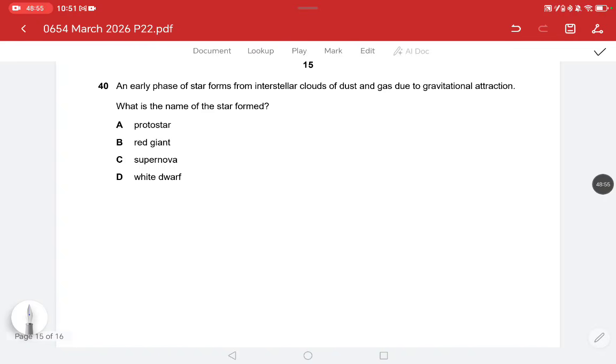The last question is about an early phase of a star that forms from interstellar clouds of dust and gas. Okay, so if we talk about a cloud of dust and gas alone, now you are talking about a nebula. If this nebula has gravitational attraction, this will lead to the next stage, which is protostar. So they ask, what is the name of the star formation? This is protostar.